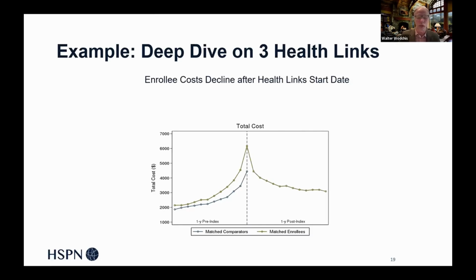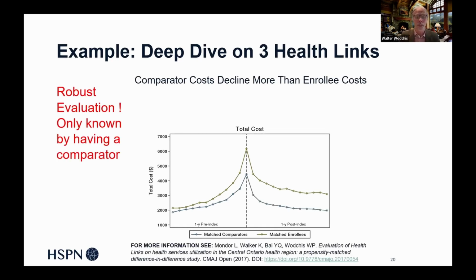And this is what most programs were able to show, which is that costs were going up for these people. They were becoming very difficult, very costly, and they're encountering the health system a lot. And then we gave them HealthLinks and costs came down. And that is a very good success story for the people that were enrolled in the program. But the second line here now is seeing what happened to the people not enrolled in HealthLinks. And it turns out that they also had a reduction in their costs after that period of escalation. And in fact, that reduction was a little bit stronger than the people in HealthLinks. So comparator costs actually declined more than the enrollees.